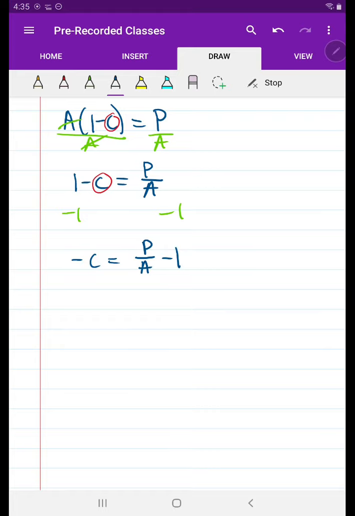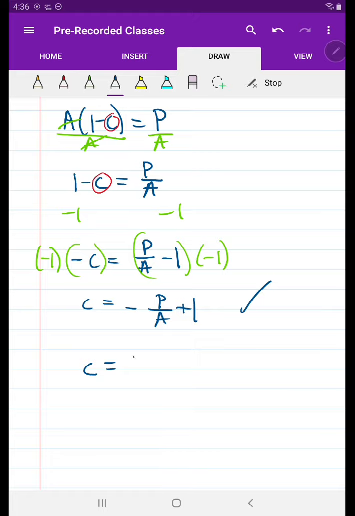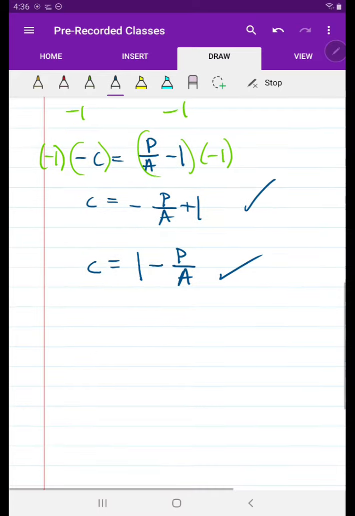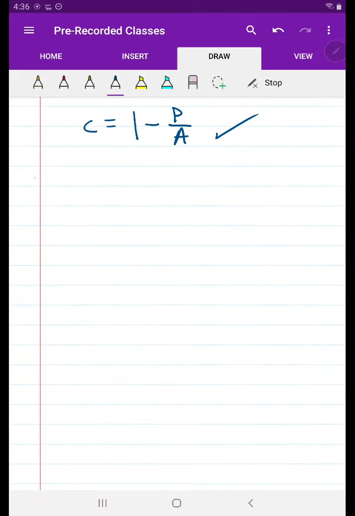Then, similar to the last problem, I'll multiply both sides by a negative 1 so I have a positive C. On the left, that gives me a positive C, and on the right, if I distribute that negative, I have negative P over A plus 1. Again, you can leave it like that and I would give you full credit, or you could flip and write this as a positive 1 minus P over A. That's also completely correct. All right, so let's go on to number 3.